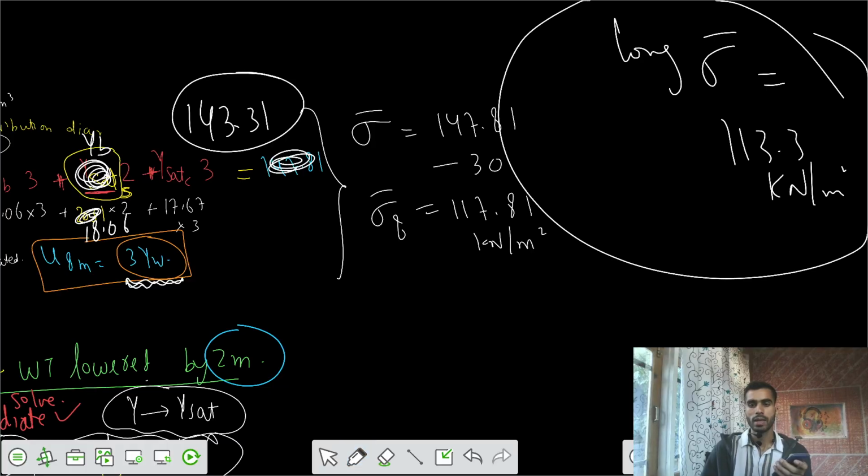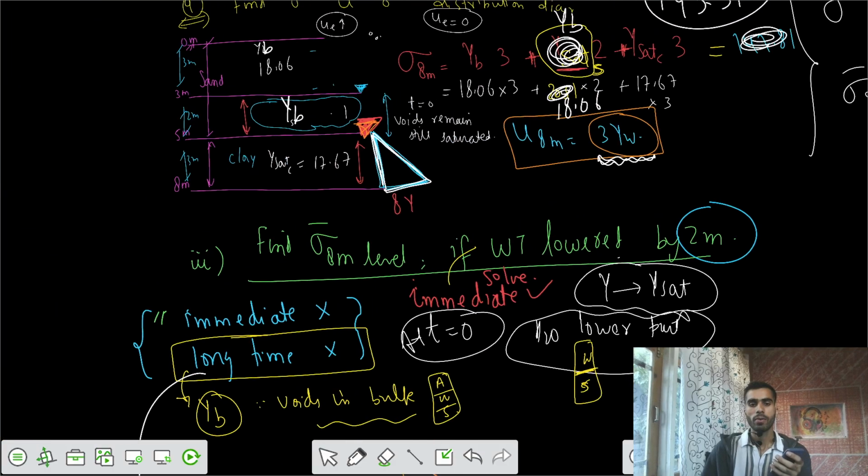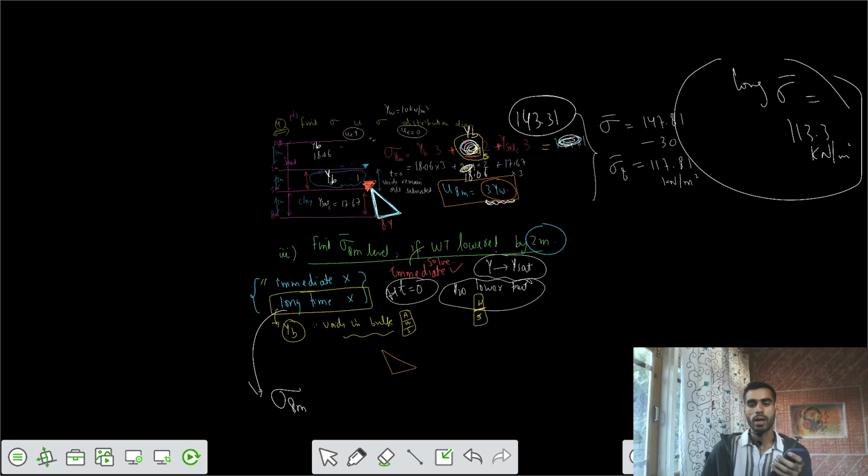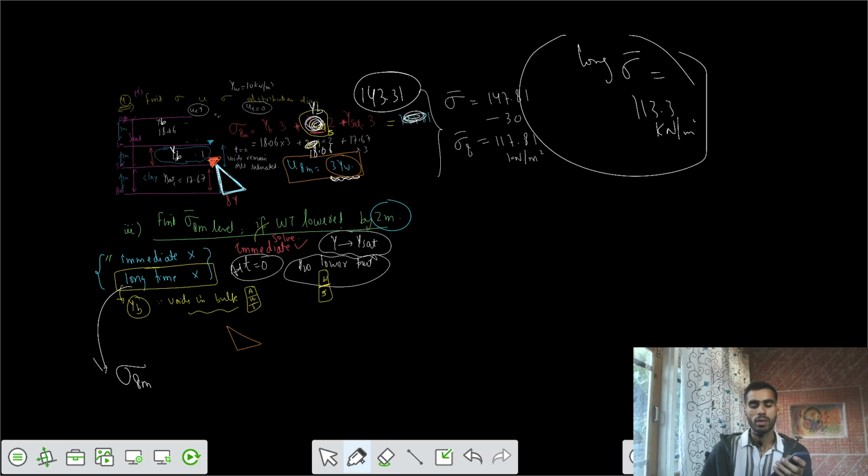So I would prefer the second one. The water table is lowered and we are calculating after a long time, so try to prefer the second one.